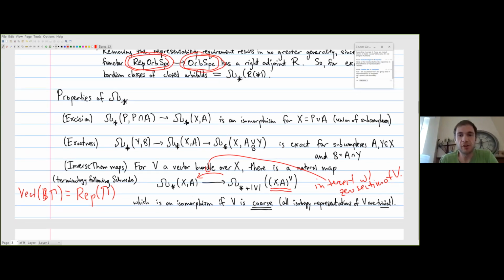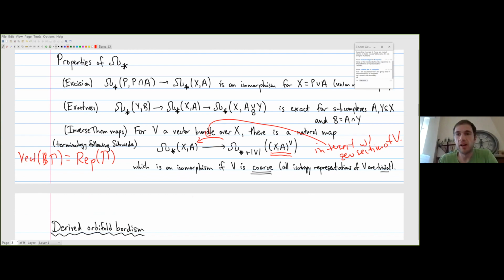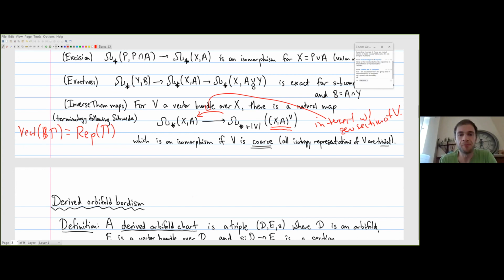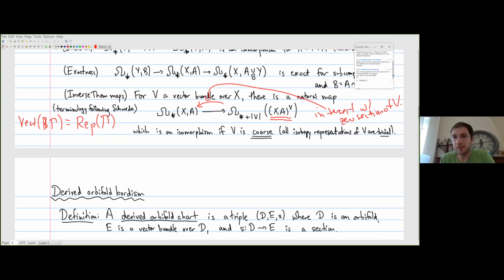Okay, so now let's go on to derived orbifold bordism. I just now hit on this fact that equivariant transversality is often just false, and because of that, there are two natural flavors of bordism in the orbifold context: orbifold bordism, as I just defined it, and derived orbifold bordism. So let's define derived orbifold bordism. The first definition here is that a derived orbifold chart is just a triple D, E, S. D is an orbifold, E is a vector bundle over D, and S is a section.